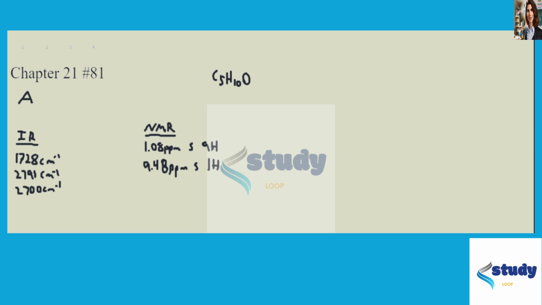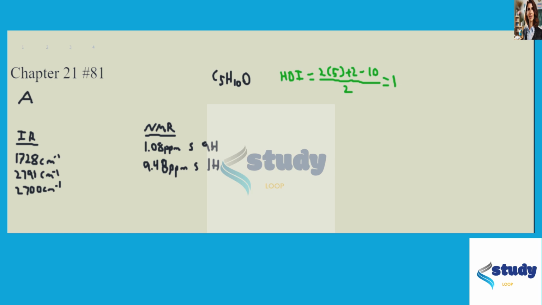Okay, so the starting point for each of these is going to be to calculate an HDI based on the formula that we're given. Remember, that's going to be 2 times the number of carbons, which in this case is 5, plus 2 minus the number of hydrogens, which in this case is 10, and all of that over 2. So we have 12 minus 10 is 2, over 2 is 1. So we have 1 degree of unsaturation in this molecule. So 1 double bond or 1 ring.